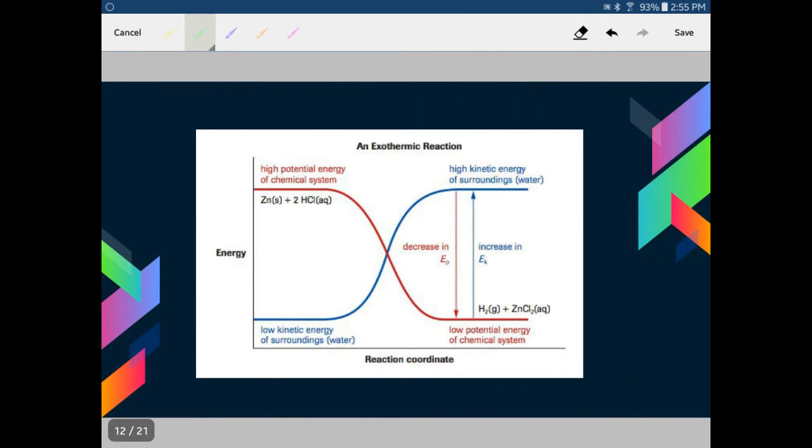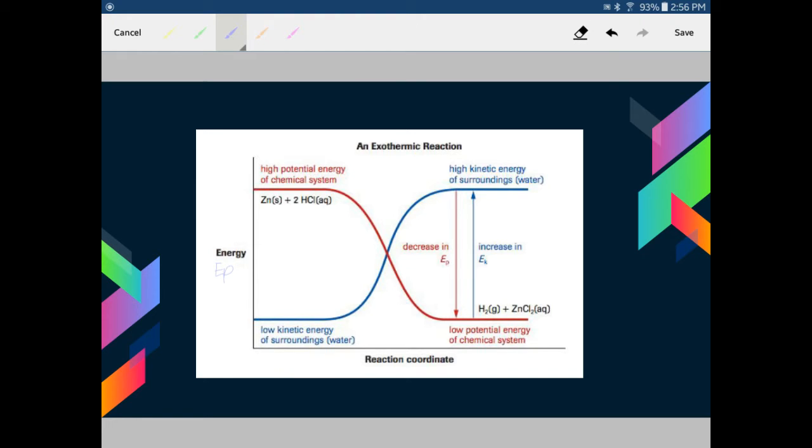Now, this is a visual representation of what's going on. If we were looking at this system with zinc and hydrochloric acid, this would be a single replacement reaction, or we predict it to be one, and we see that zinc is going to react with hydrochloric acid. Initially, we have a very high potential energy of the chemical system. The energy on the side that we see here is potential energy.